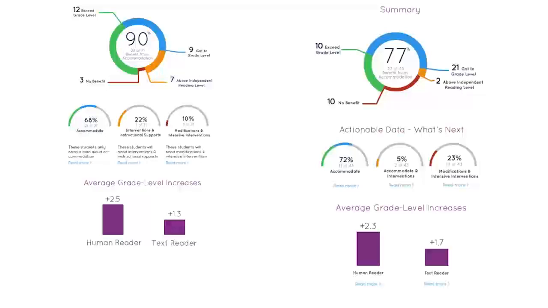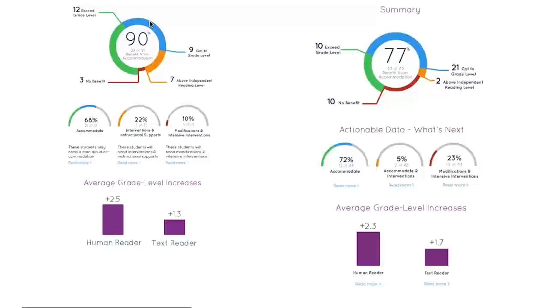This is group level data, and this really helps teachers identify for a whole class of students where their students are at. Oftentimes we know we need differentiated instruction, but we never really know who needs what, and this will tell us. We haven't seen an example yet of this, but the green are students who actually comprehended above their reading level with the read aloud accommodation. They're students who get to grade level.